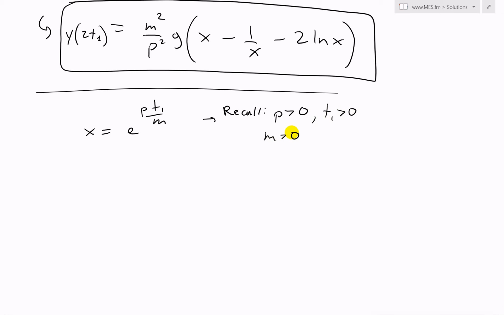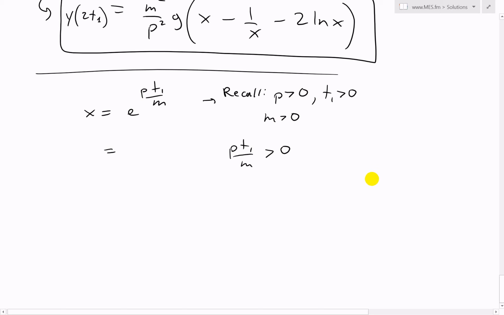This means that pt1 over m is greater than 0. Everything's positive. And again, you can't have a 0 mass, you can't have 0 air resistance, and 0 time doesn't make sense either. You're not teleporting to the top of the height, of the maximum height.